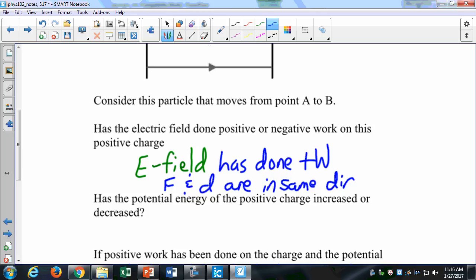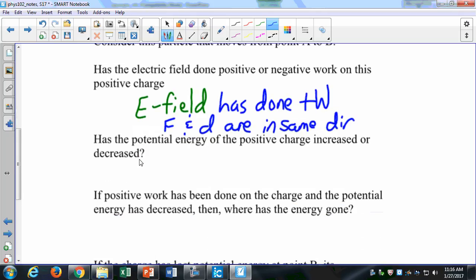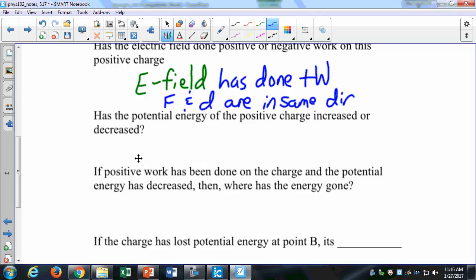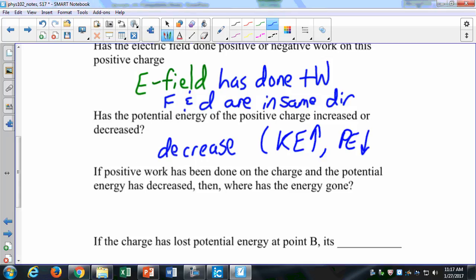All right. Has the potential energy of the positive charge increased or decreased? Well, what's happened to the kinetic energy? Right, it has this force acting upon it, so the kinetic energy is increasing. The potential energy here is decreasing. Right, so the potential energy here has decreased. And I can think of this as the kinetic energy has gone up, so the potential energy has gone down.